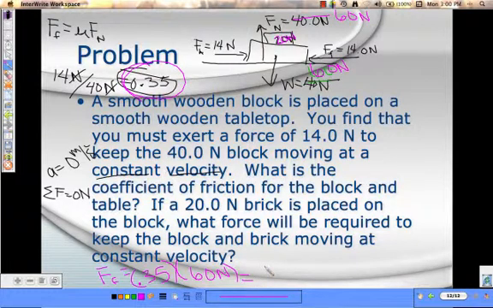Now, if it said that the brick was under the block and the block sat on top of the brick, we couldn't use that same coefficient. But since that block and the table are still in contact, we can use it. So what is the answer? 21? Okay, so that's 21 newtons, and that is the amount of friction. So if we want to move it at a constant velocity, we're going to want to apply 21 newtons of force also.